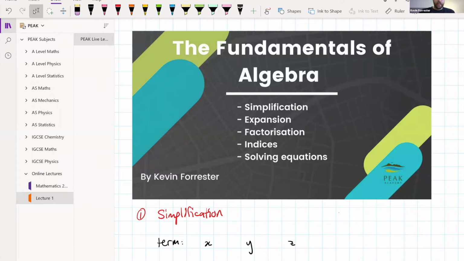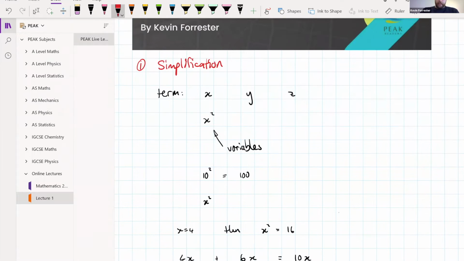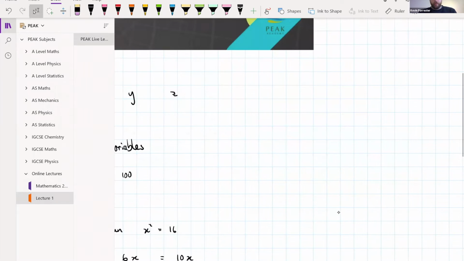Right, so that's simplification done. The next thing I would like to discuss is expansion. Right, now expansion deals with brackets.